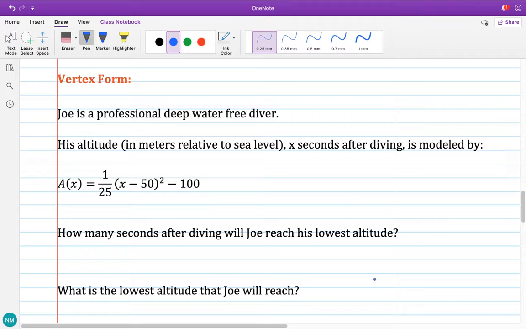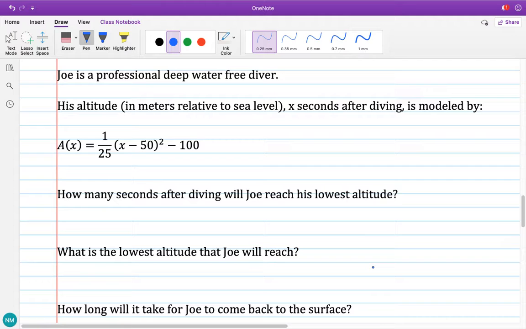Okay, so in this video, we're going to do vertex form and factored form, and I'm going to breeze through them. It's not going to be as long of a video, but I'm actually going to use Desmos as a tool for this, because I think it's important for us to use the tools that we have. So, Joe is a professional deep water diver.